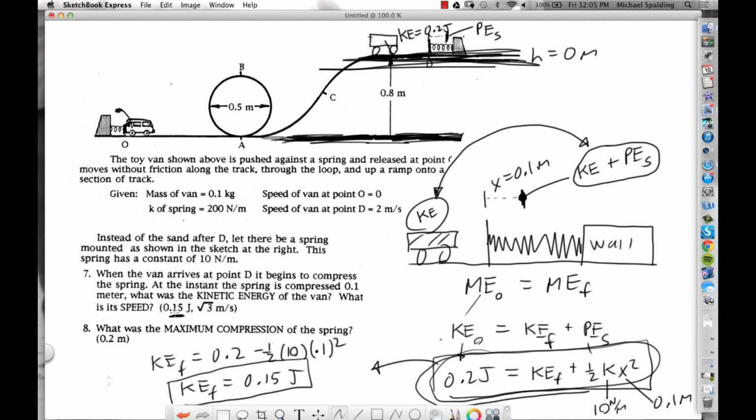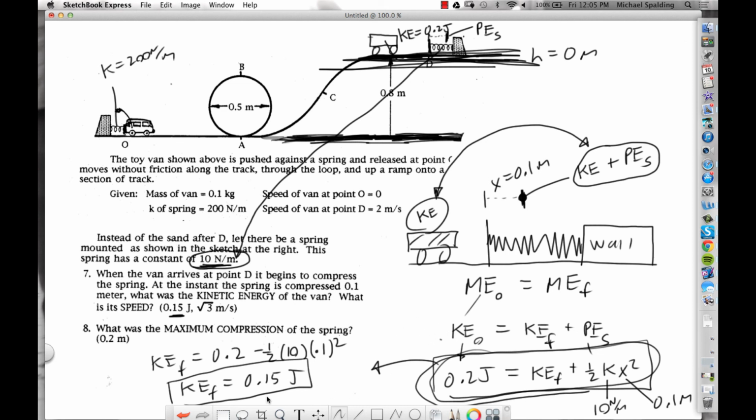How's k 10 newtons per meter? That's the unit for spring constant. It's right here. This spring down here had a spring constant of 200 newtons per meter. But in this problem, they tell us that this spring up here, they say it right here, has a spring constant of 10. All right, I see that.